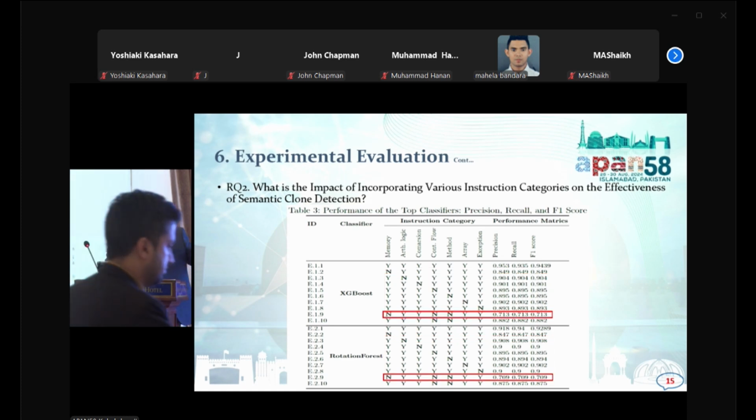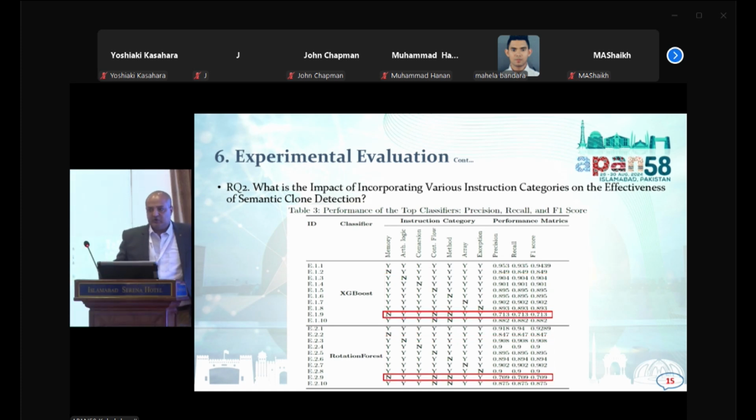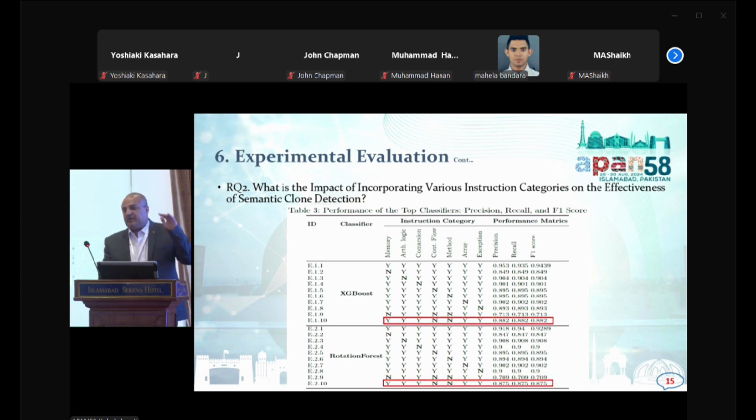Finally, in experiment 9, if we exclude the memory, control flow, and method invocation categories, as we can see, the performance is dramatically decreased. And finally, when we add the memory back, the performance gets better again. This means memory category instructions participate more in detecting semantic clones.